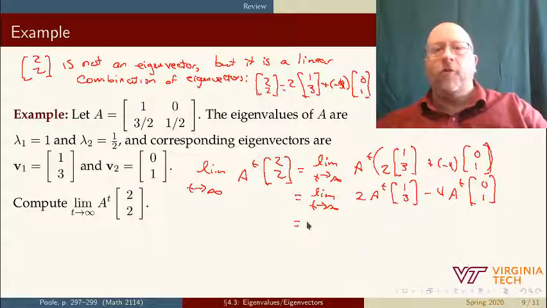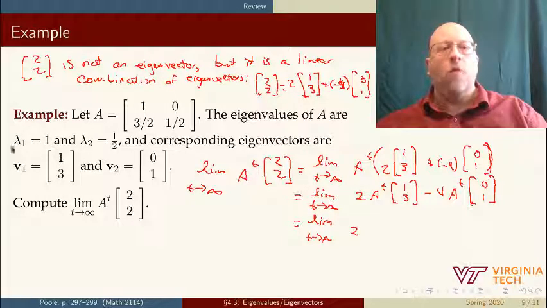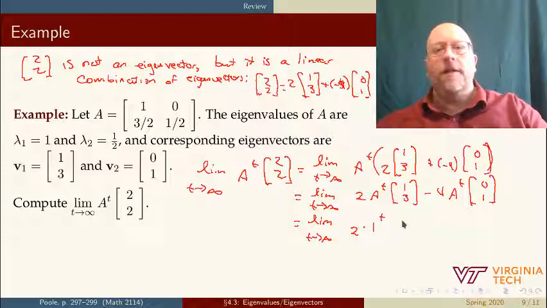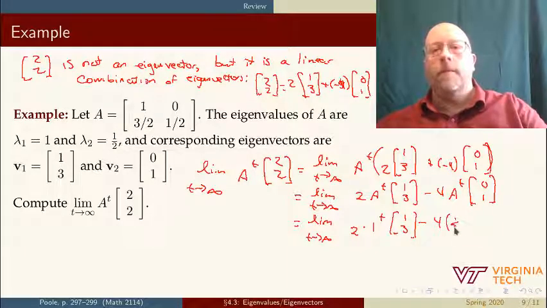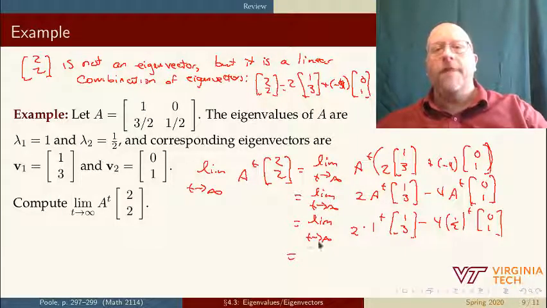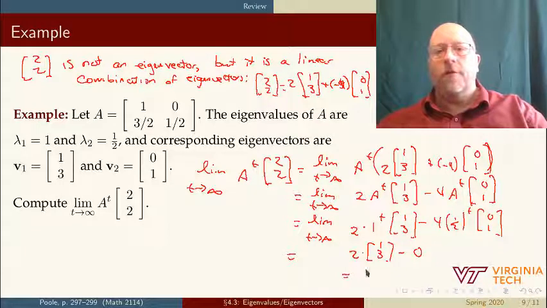At this stage, I'm going to replace A with the eigenvalues. So the eigenvalue that corresponds with 1, 3 is 1. So 1 to the t times 1, 3. And the eigenvalue that corresponds with 0, 1 is 1/2. But as t goes to infinity, 1 to the t is just 1. But 1/2 to the t goes to 0. And so this limit is 2, 6.